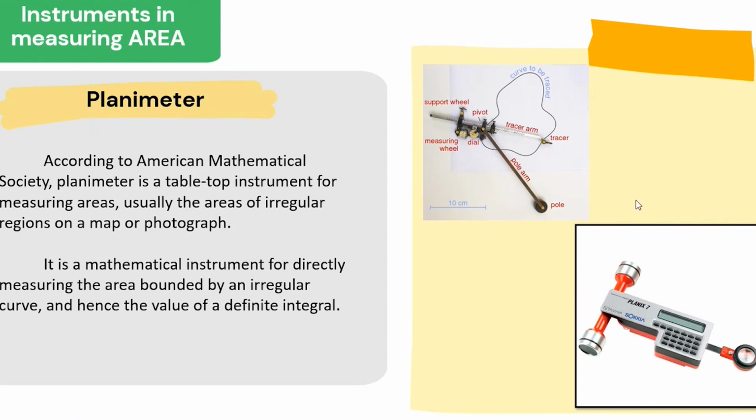So yung next instrument natin is yung planimeter. So according to American Mathematical Society, planimeter is a tabletop instrument for measuring areas, usually the areas of irregular regions on map or photograph. It is a mathematical instrument for directly measuring the area bounded by an irregular curve and hence the value of definite integral.